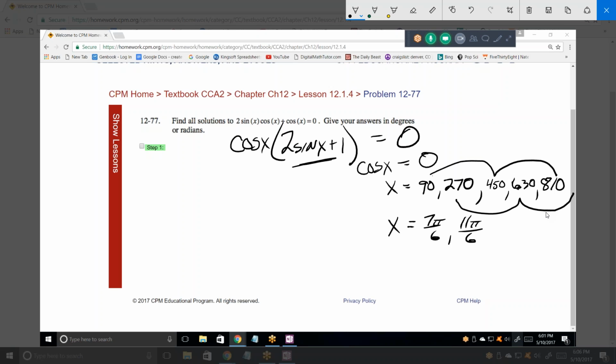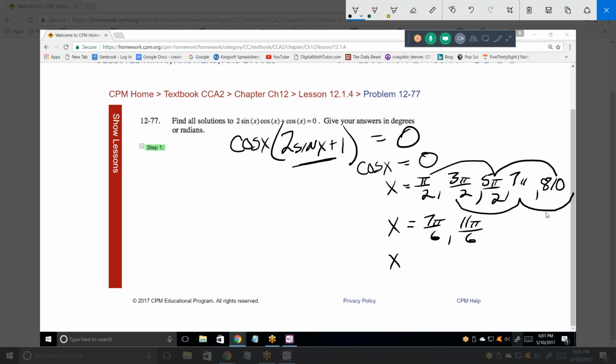Okay? Now, we have a little bit of a problem here. We got one thing in terms of degrees and the other thing in terms of radians. So let's put the second one either in degrees or the first one in radians. I'd say let's put the first one in radians. That makes the most sense. So instead of 90, what is it? Pi over 2. Instead of 270, what is it? 3 pi over 2. Instead of 450, what is it? 5 pi over 2. Instead of 630, what is it? 7 pi over 2. We actually have a series here that we could define with one series.